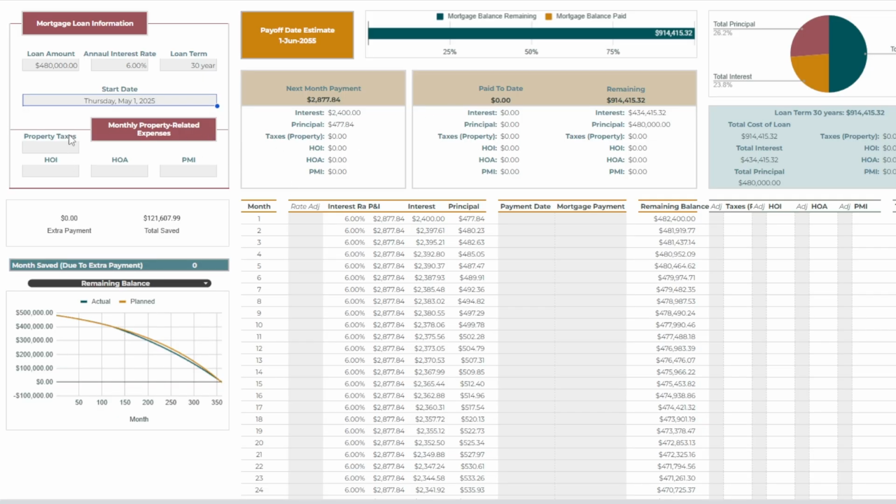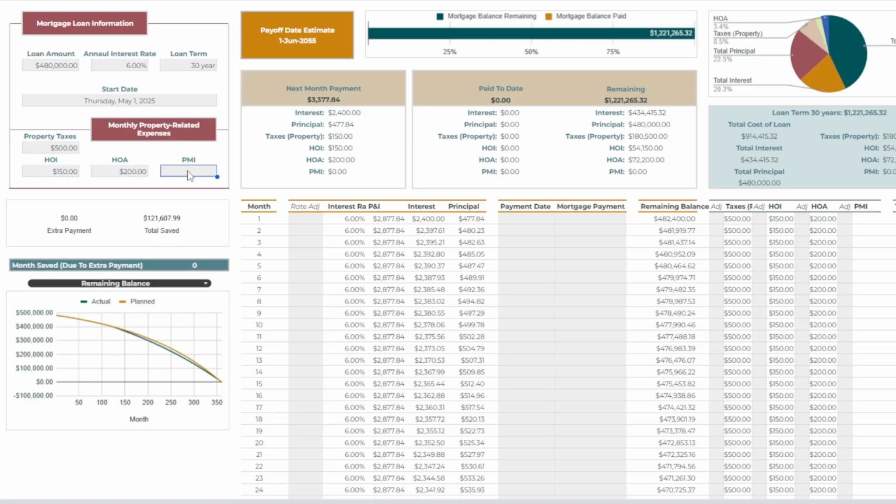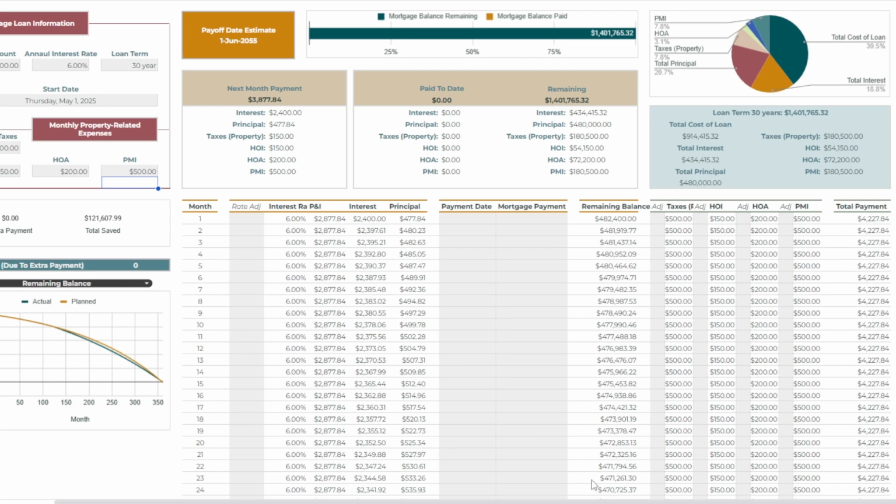Just below that, you'll enter your monthly property-related expenses. This includes property taxes, homeowners insurance, HOA, and private mortgage insurance amount if it applies to your loan. As we move across the sheet, the other sections summarize your mortgage. You'll see your estimated payoff date, your next payment broken down into interest, principal, and expenses, and totals showing how much you've paid so far versus how much remains.